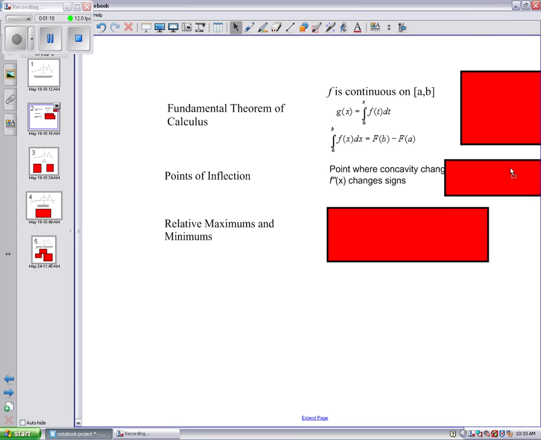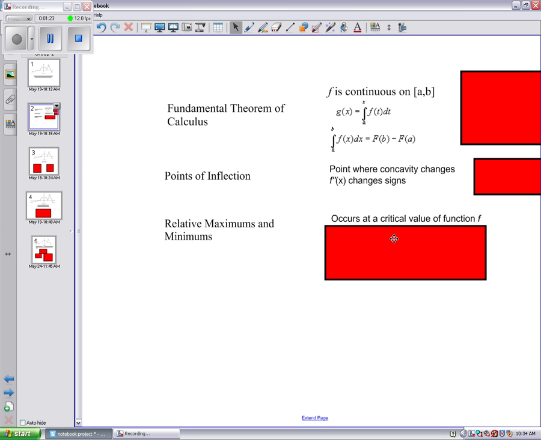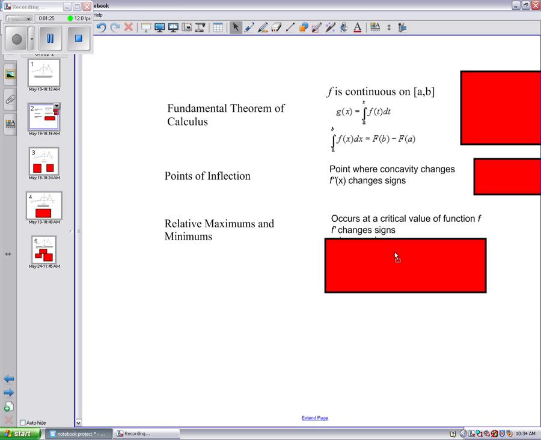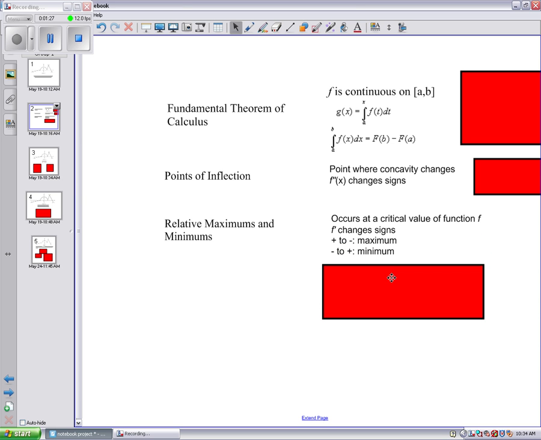In order for there to be a maximum or minimum at c, c must be a critical number of a continuous function f. If f prime changes from positive to negative at c, then f has a local maximum at c. If f prime changes from negative to positive at c, then f has a local minimum at c. If f prime doesn't change signs at c, then f has no local maximum or minimum at c.